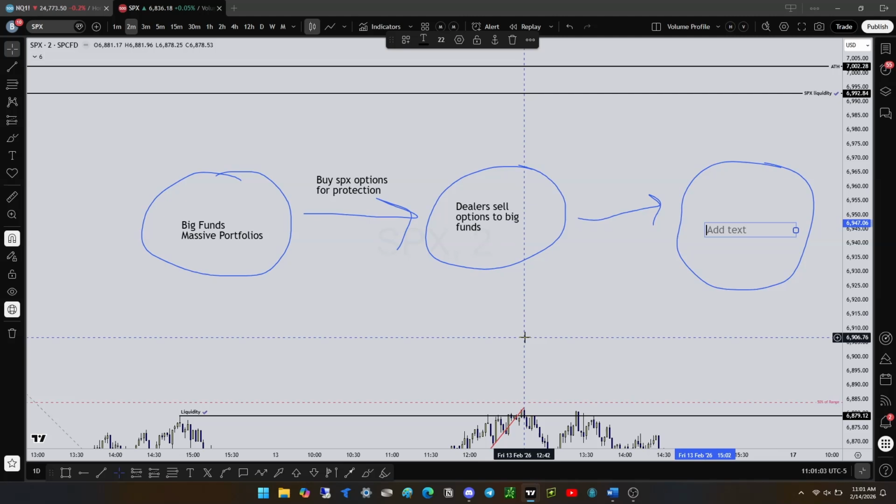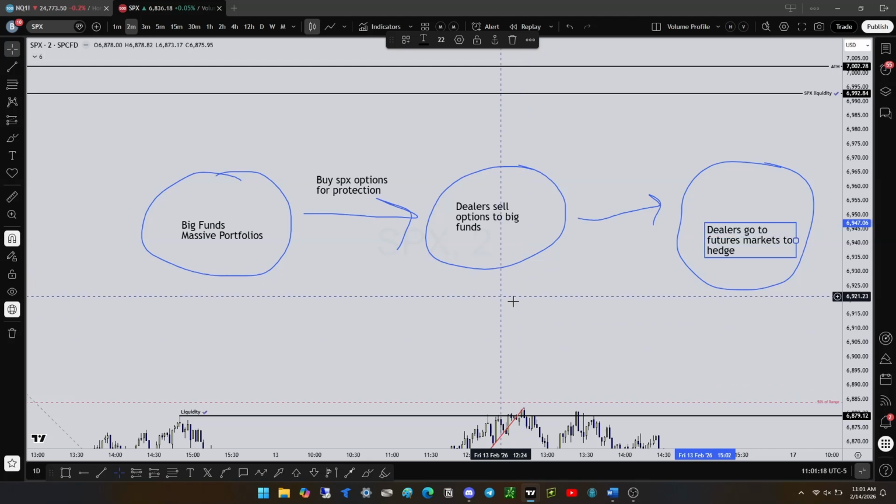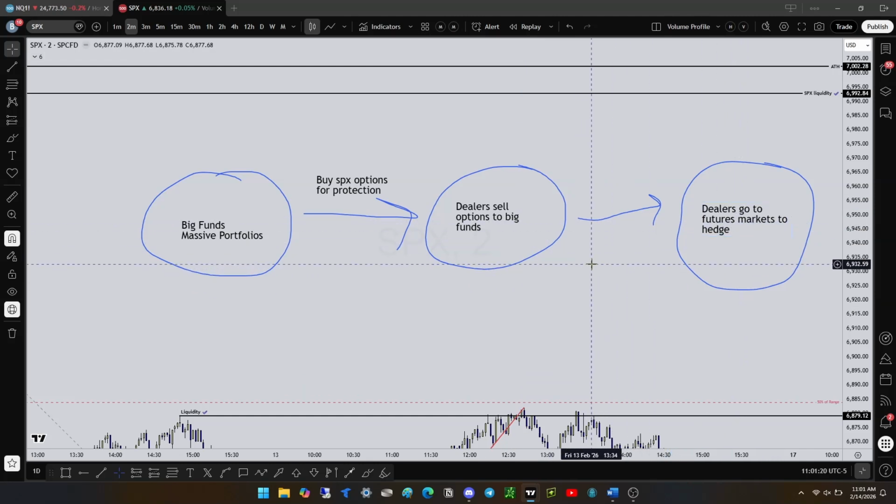So the dealers sell options to the big funds, and then the dealers will go into the futures market because they can hedge 23 hours a day, and they can hedge humongous amounts because ES also has large notional value. They can cover all their exposure easily. So the dealers go to futures markets to hedge. This is the flow, okay?